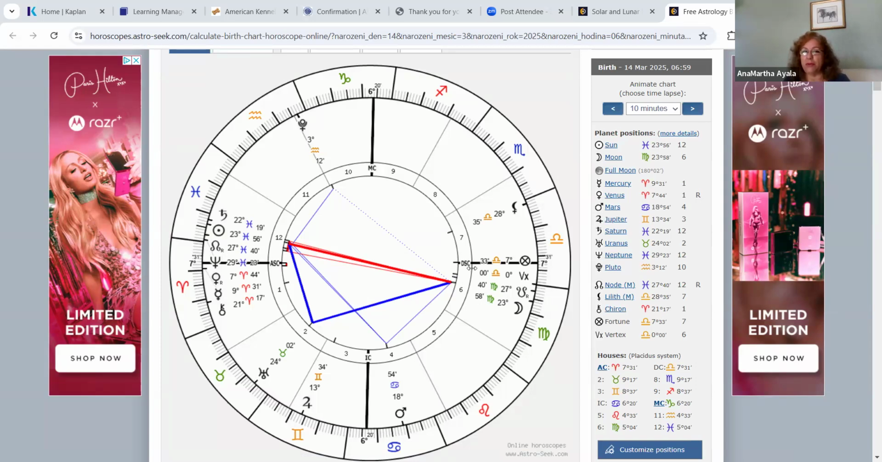Remember that the full moon is in Virgo, and Virgo is a sign of work. Okay, Virgos are workaholics. They work a lot. That's all they do. Work, work, work, work.